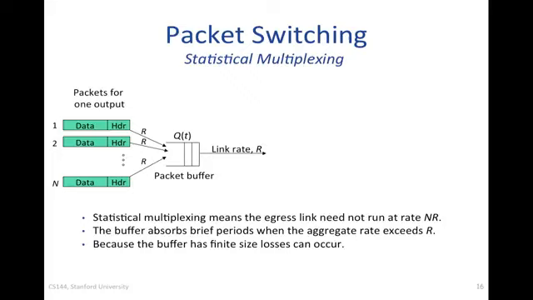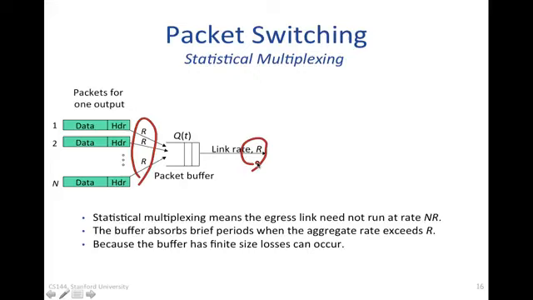Let's look at this simple example here. I've got a number of flows, n flows, or n packets coming in on n external links, all running at rate r. I've got a packet buffer corresponding to the output queue of the router, and then an outgoing link that's running at rate r as well.